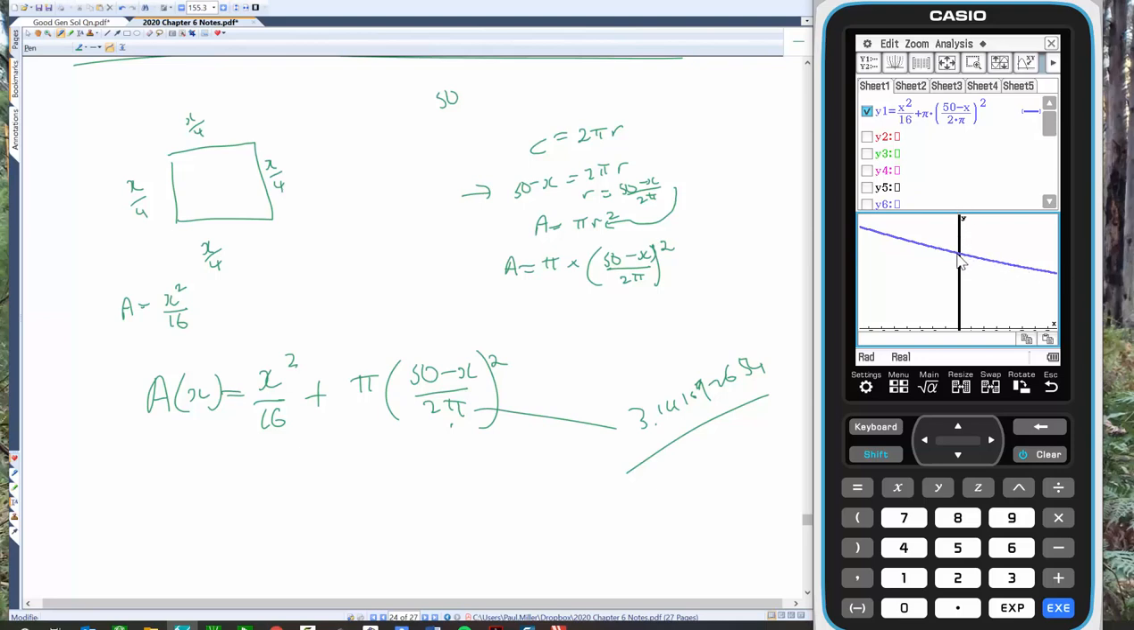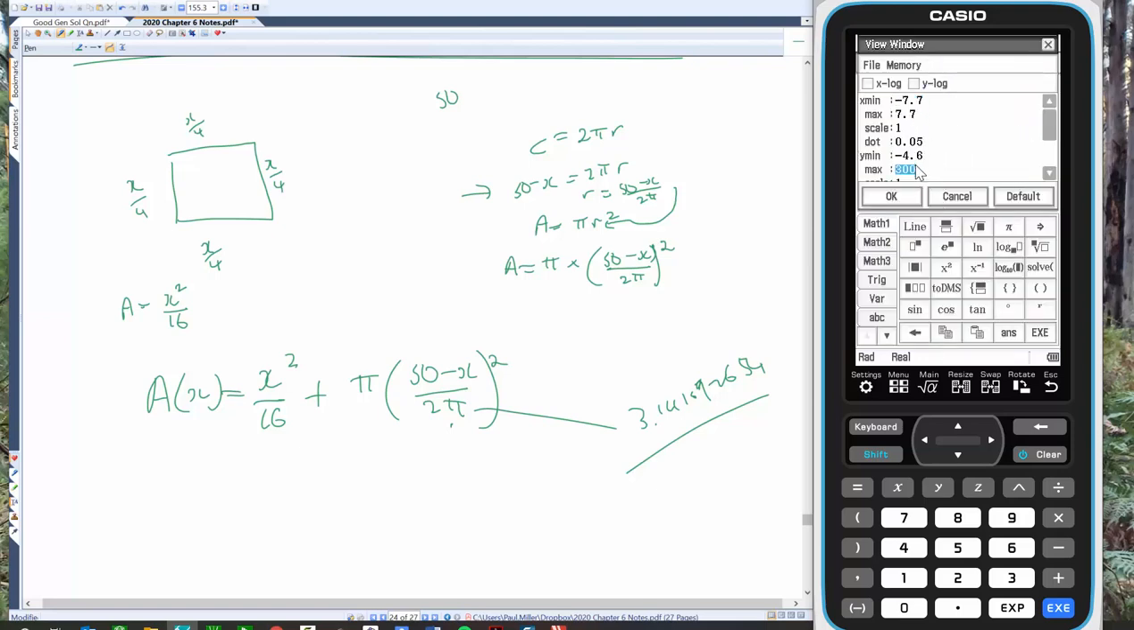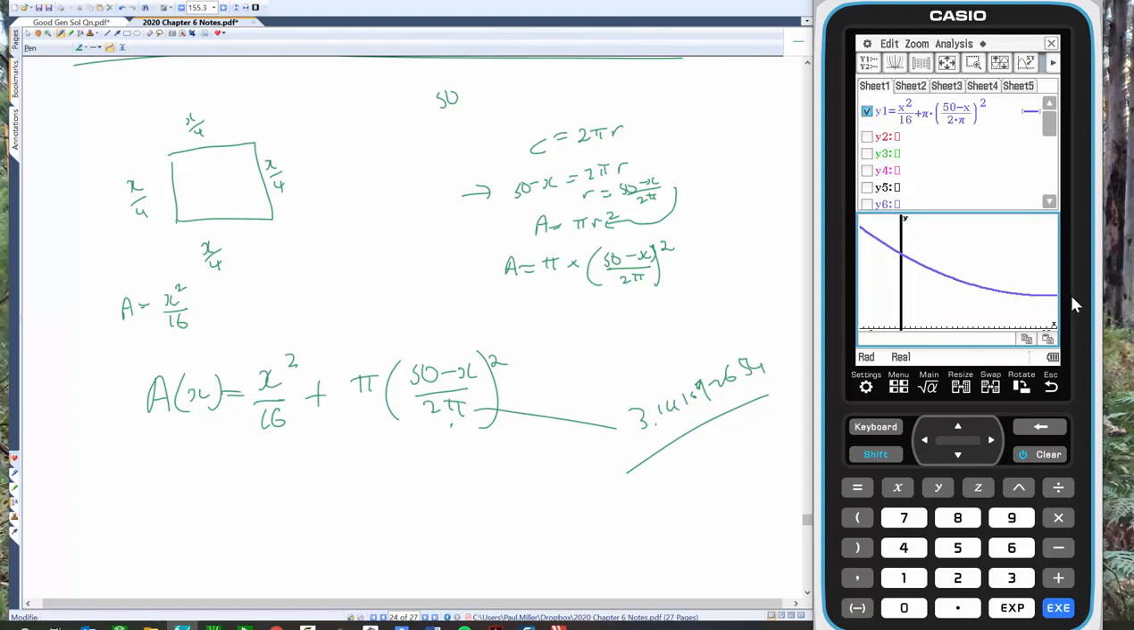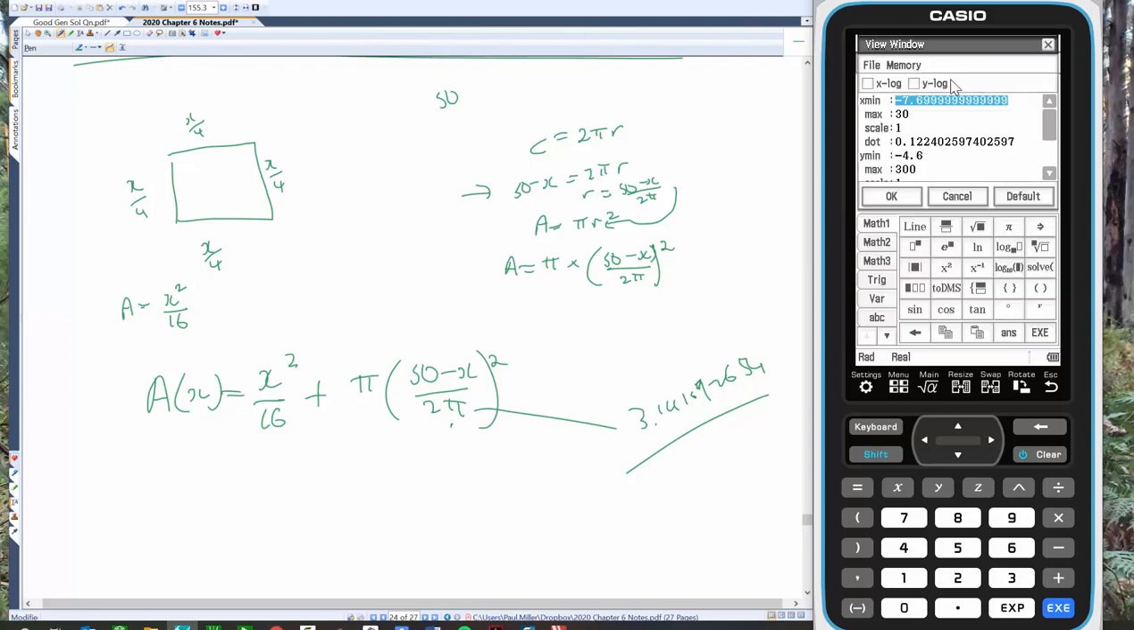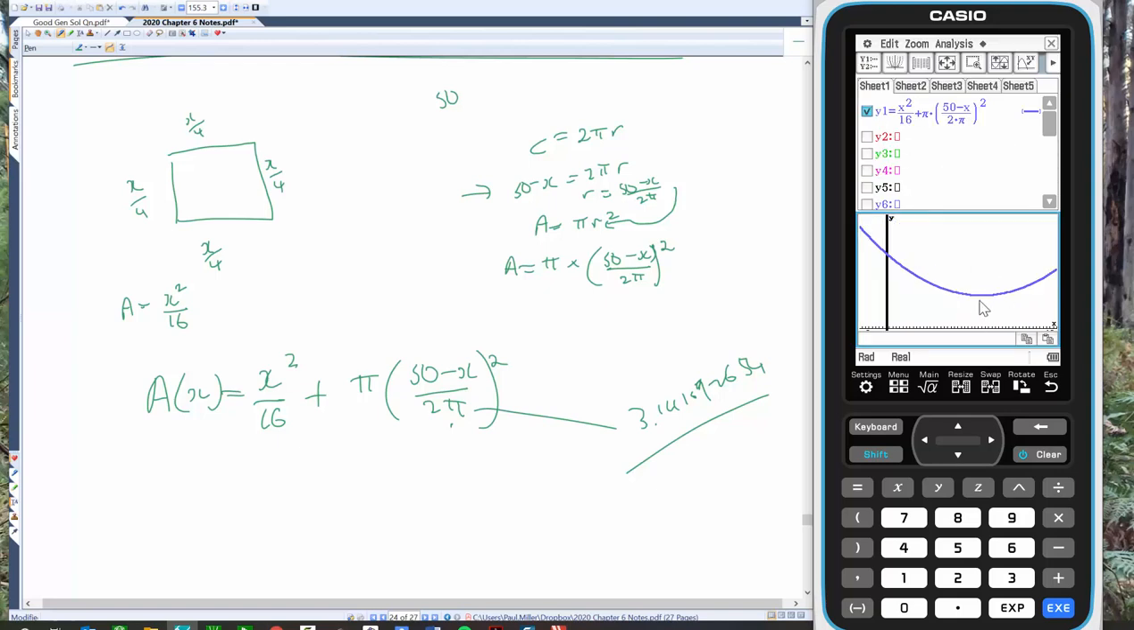So what happens at 0 is it gives us this value here, and the area starts to decrease. Okay. Now let's increase those x values. It's at 7.7. Let's chuck it up to 30. Okay, and we can see where it's starting to get to the lowest point, so I'm going to increase that even more. All right, and there's our minimum.